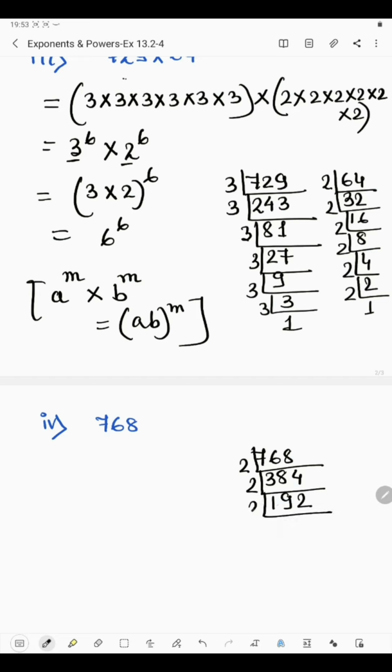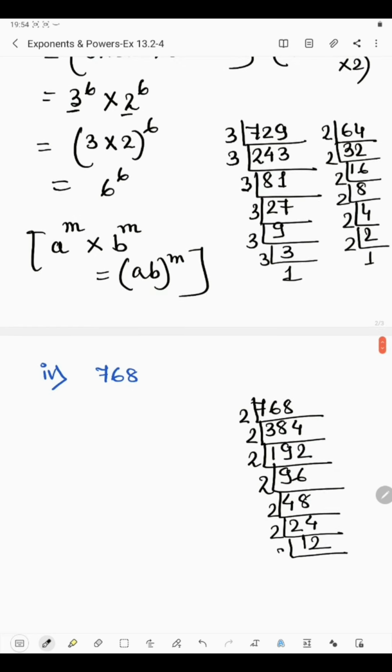Again we'll take 2. 2 9s are 18, 2 6s are 12. Then 2 4s are 8, 2 8s are 16, 2 2s are 4, 2 4s are 8, 2 12s are 24. Then 2 6s are 12, 2 3s are 6 and 3 1s are 3. Now let us write the prime factors of 768. So 1, 2, 3, 4, 5, 6, 7, 8. We have 8 2s, and we have 1 3.